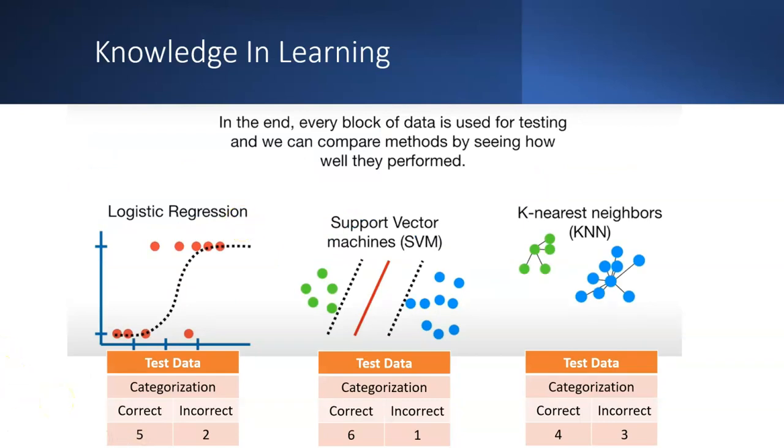In the end, every block of the data is used for testing, and we can compare methods by seeing how well they usually perform. In logistic regression, five were correct and two were incorrect. In support vector machine, six were correct and one was incorrect. For KNN, four were correct and three were incorrect. So there are different cross validation tests you can do. Here the best one is the support vector machine.